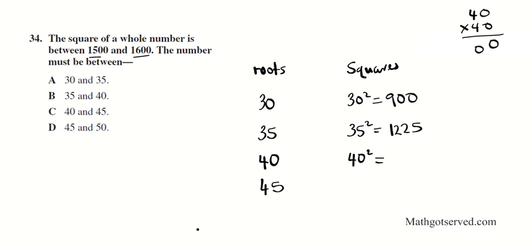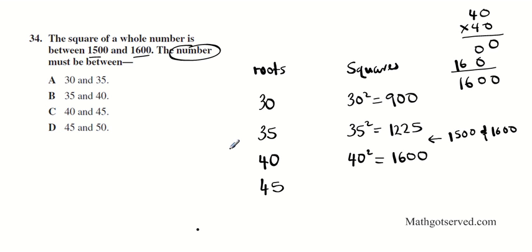0 times 0, 0, 0 times 0, 0, 4 times 0, 0, 4 times 4, 16, 1600. So is 1500 between these two? Yeah. How about 1600? 1600 is right here. So we can simply say 1500 and 1600 fall into this closed interval, because this number right here overlaps with the upper bound. So these two fall into this closed interval here. That means the number that we're talking about is definitely going to fall in between the roots of these two boundaries here. So the number is going to be between 35 and 40. So the answer is B.